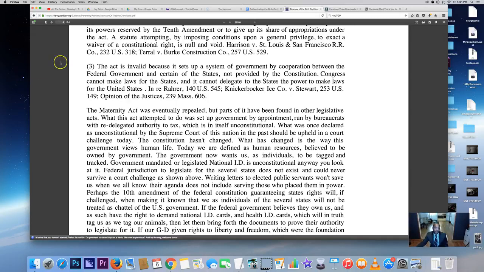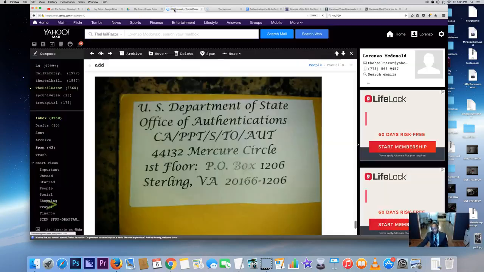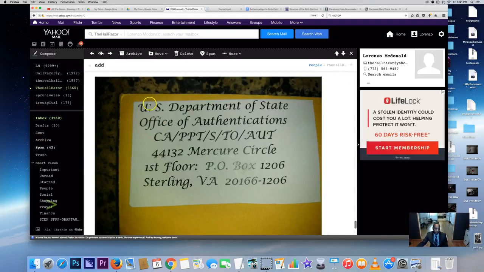Anyway, that's it. Oh, one more thing. This is how the address should be written out when sending your certificate of live birth to the Department of State to get authenticated on the federal level. This is how it looks.